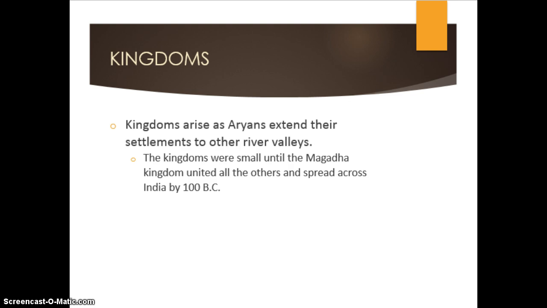As the Aryans expanded their settlement, kingdoms arose, and they were very small until we get the Magadha kingdom. The Magadha kingdom united most of India and would spread out across the northern section of India by about 100 BC.